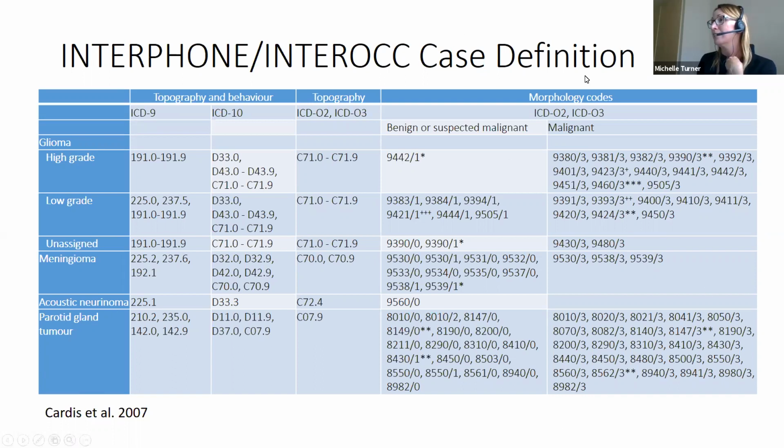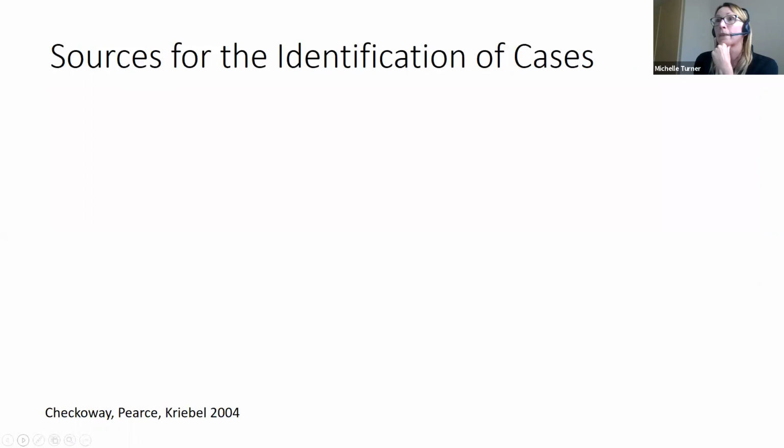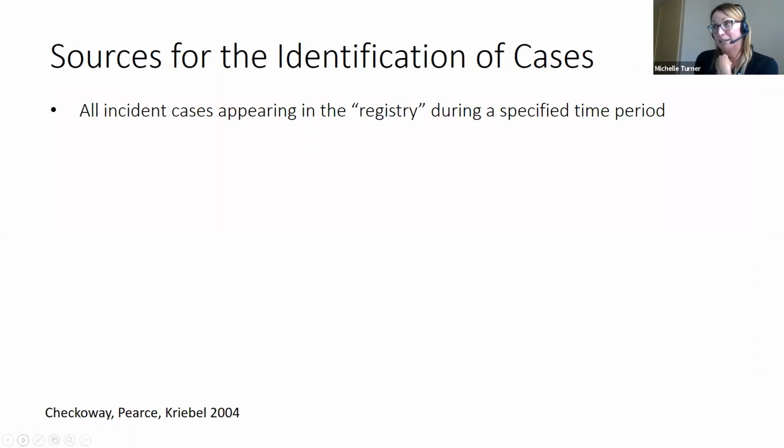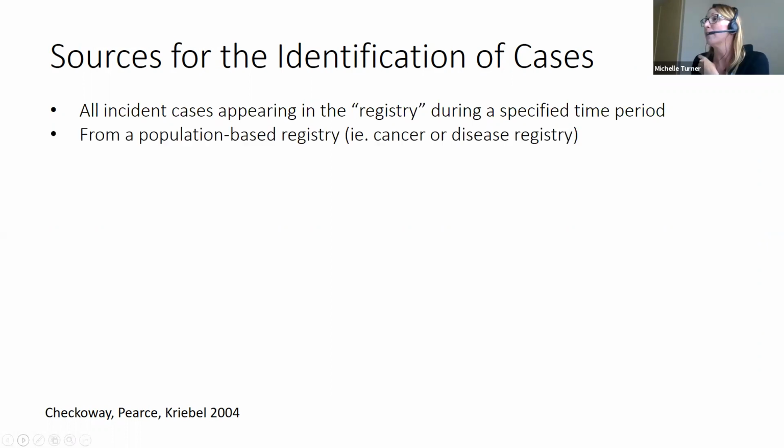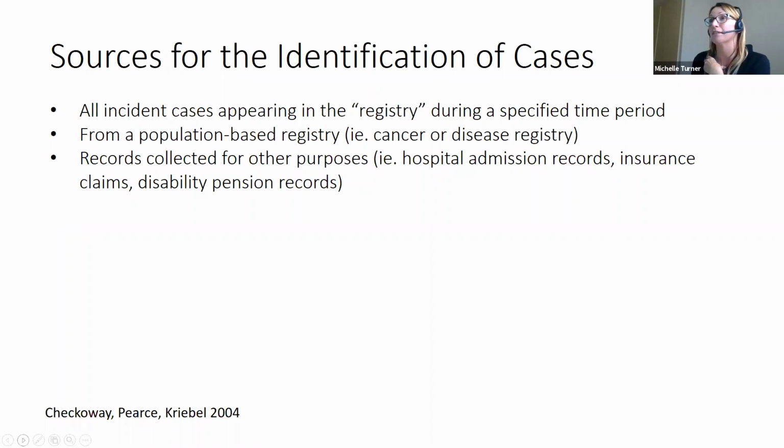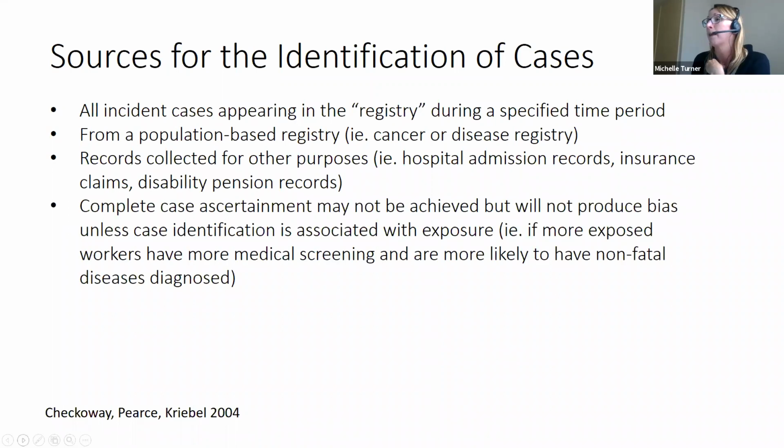This is very, very detailed and very nice for people that come along later to be able to evaluate the study, or if they wanted to follow a similar method. It's very easy for someone else to follow a similar method if they wish. In terms of where you can identify cases, this depends very much on the topic of your study. People use different types of registries, cancer or disease registries, hospital records, insurance records, other records from the employer.